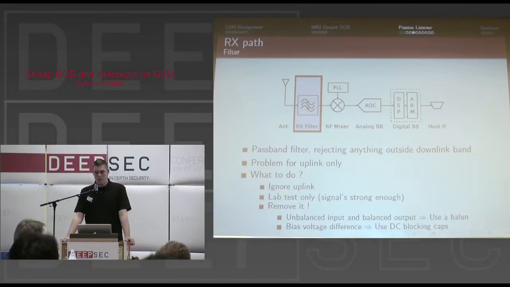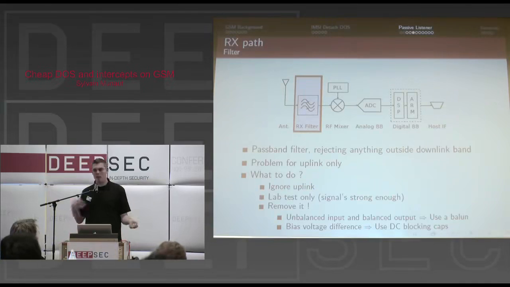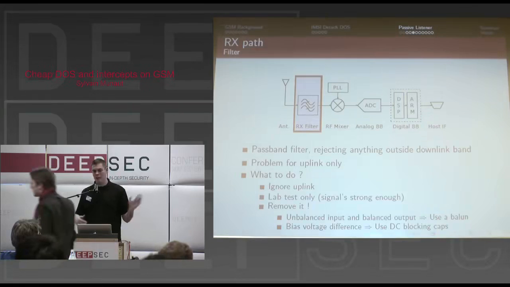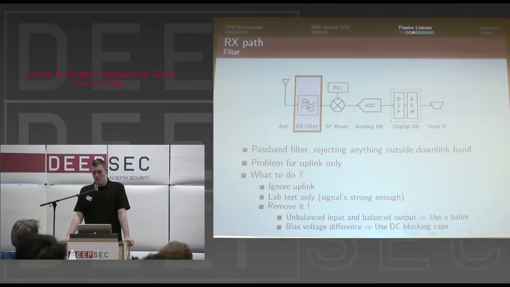So what can you do about that? Well, either you just don't care about uplink, that's somewhat of an option. You limit yourself to lab testing only, because in a lab, if you're holding the transceiver phone in one hand and the sniffer phone in another hand, it's going to work fine. They're like 1 meter apart, the signal is going to be strong enough. But if you're 100 meters away, that's not going to work. So the only real option is to remove it. It's kind of annoying because it's a hardware modification, but it's still better to do.